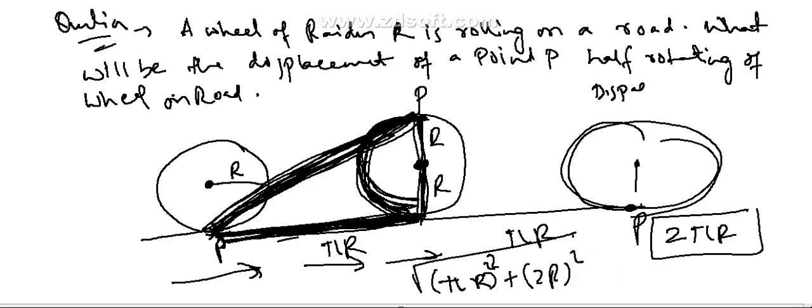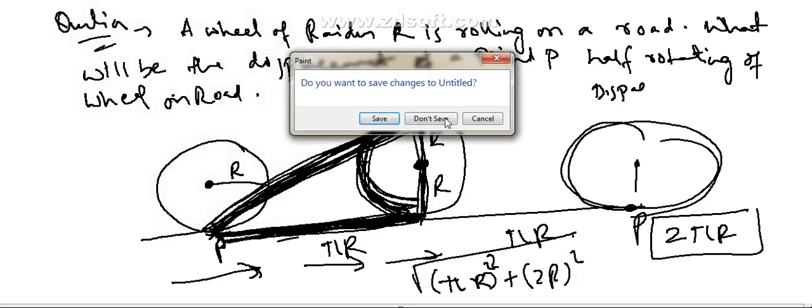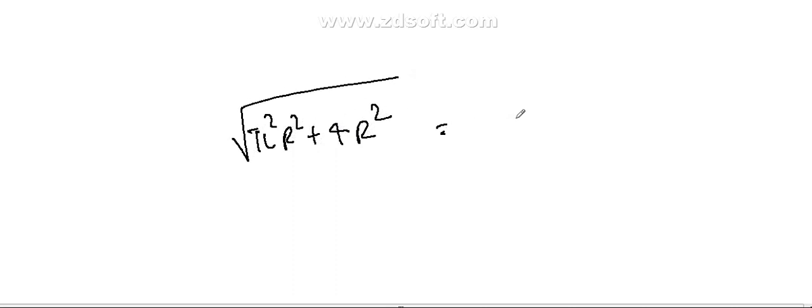Always remember, don't multiply. If it is required, we will see. So pi square r square plus 4r square. Correct or not? Yes, sir. Let us take r square common. Then it will be pi square plus 4.